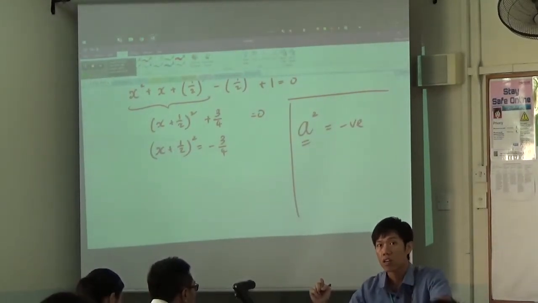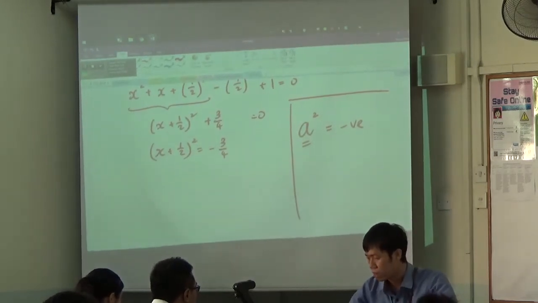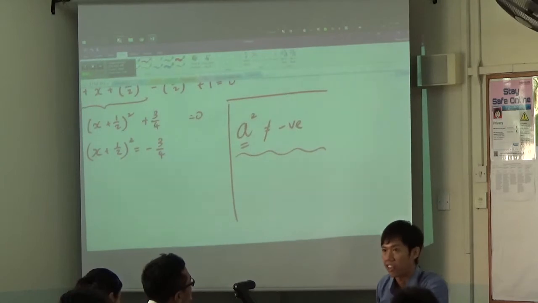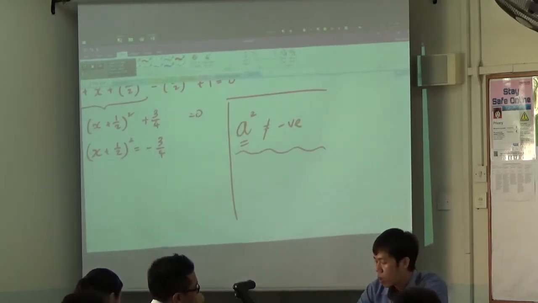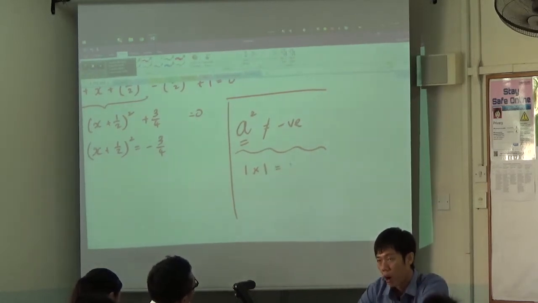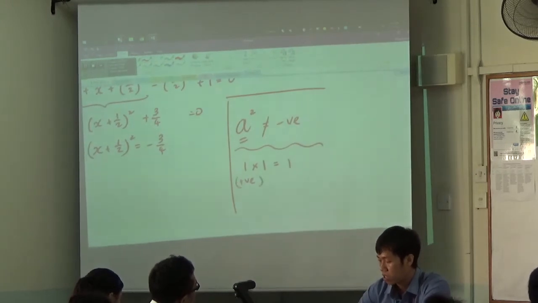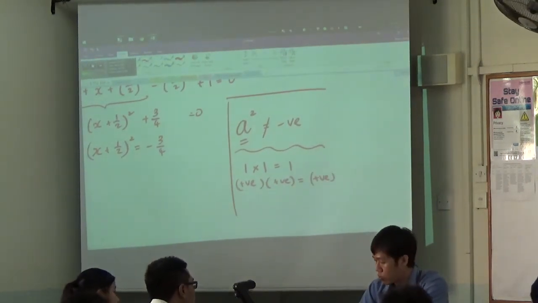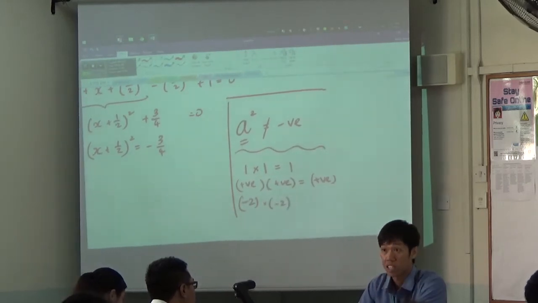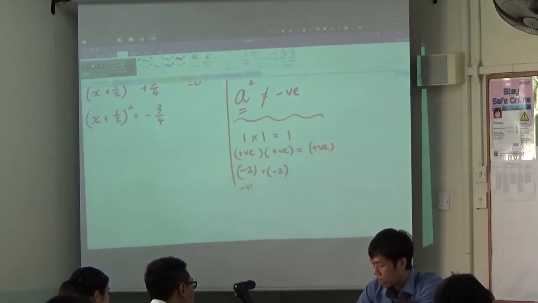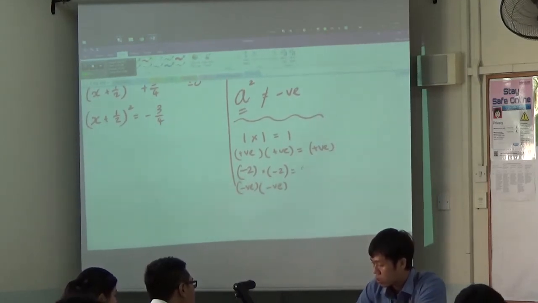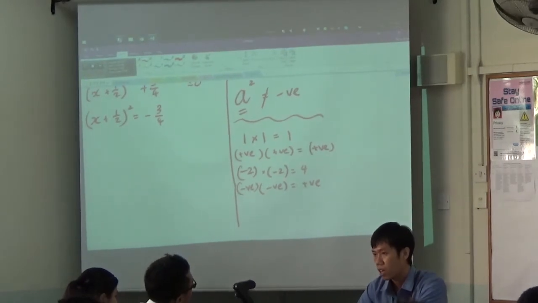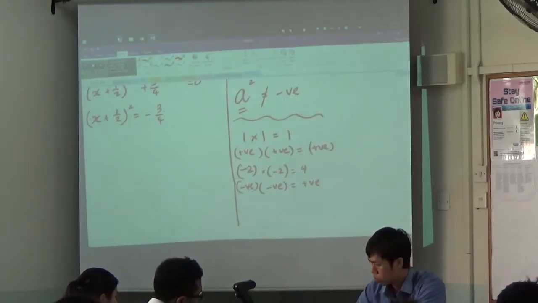Do you know why? No? Don't know why? Okay, let's just think about this for a while. Why is it that a squared cannot be negative? What are some possible values of a? Throw me any random number. 1, okay. 1 times 1 equals to 1. So positive times positive gives you positive, right? Okay, show me another, negative 2. Negative 2 times negative 2. That is actually negative 2 squared, isn't it? Okay, we've got negative times negative. What does this give me? Positive. Is there any other possibility that when I square a number and I end up with a negative number?